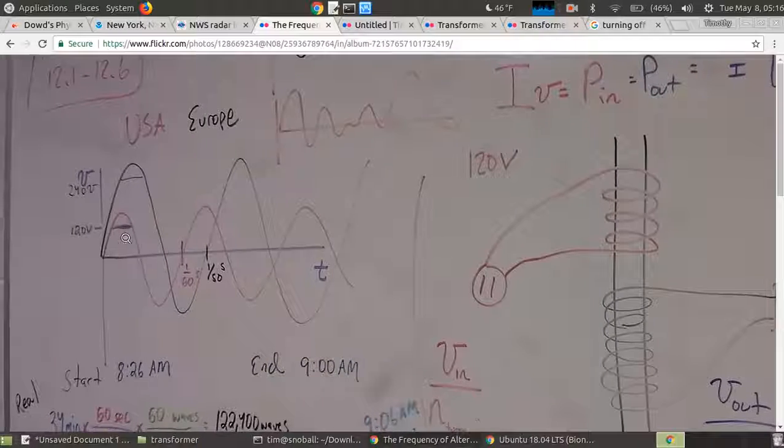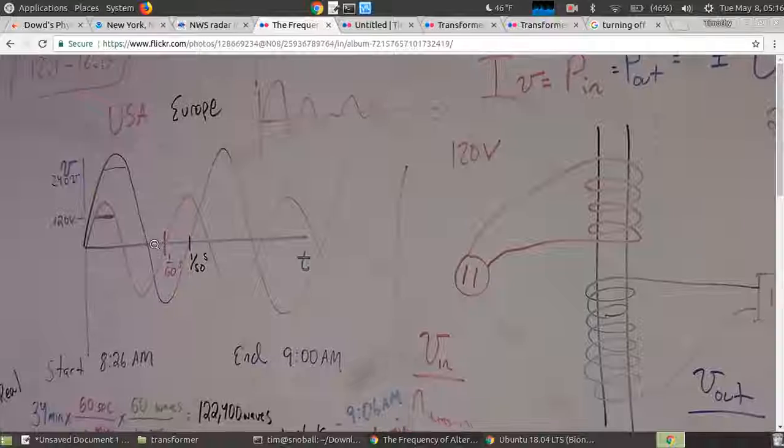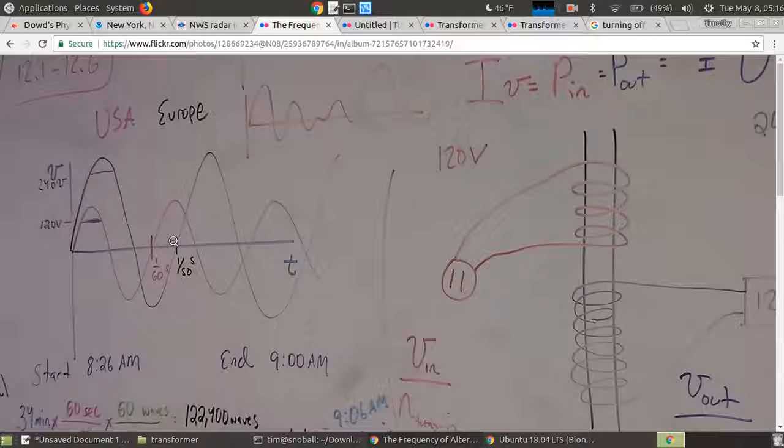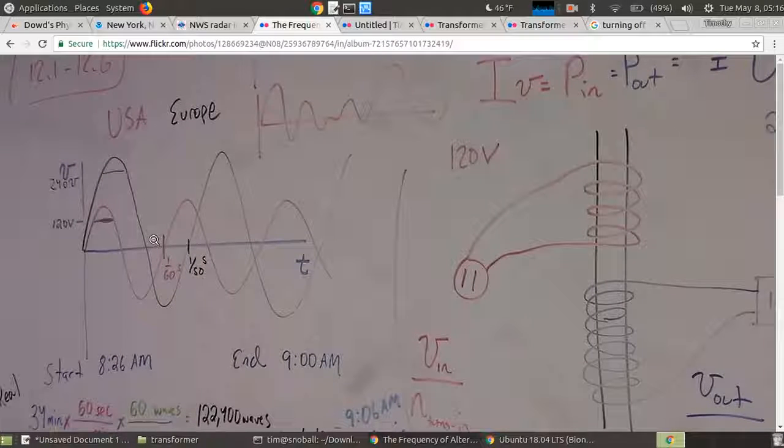But if you notice, there's 2 differences. In the United States, we go through a complete cycle and get back to our starting voltage 60 times every second. In Europe, this happens 50 times every second. So there's different frequencies, they call this. The transformer can change voltage, but it cannot change frequency. And that has a pretty profound impact on the clocks.